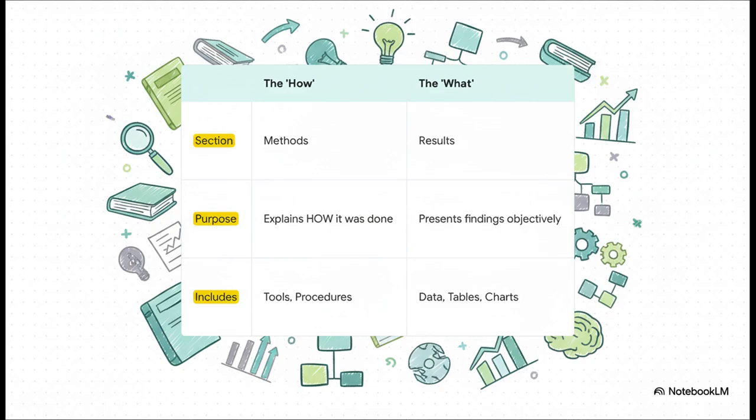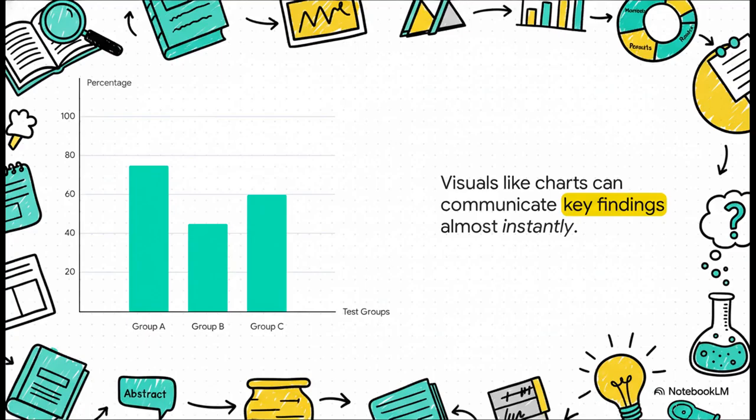And the results section? That's the finished dish. It just presents the raw data, the facts, usually with charts and tables. No interpretation, not yet. You're going to see a lot of visuals just like this one in the results section, and for good reason. A simple chart can show you the key findings in a split second, saving you from wading through pages of dense numbers. Like here, you can see at a glance that Group A scored way higher. It's all about presenting that what as clearly as humanly possible.